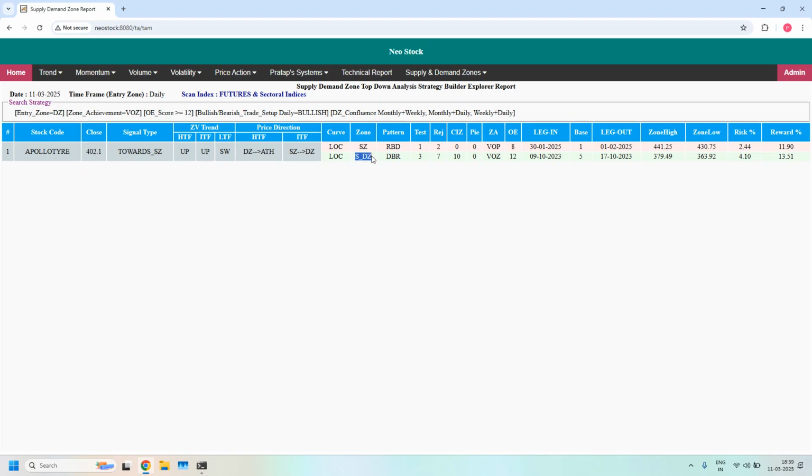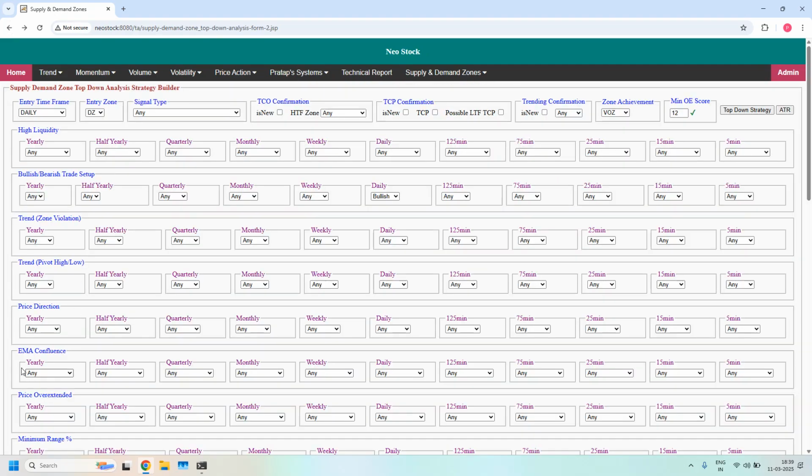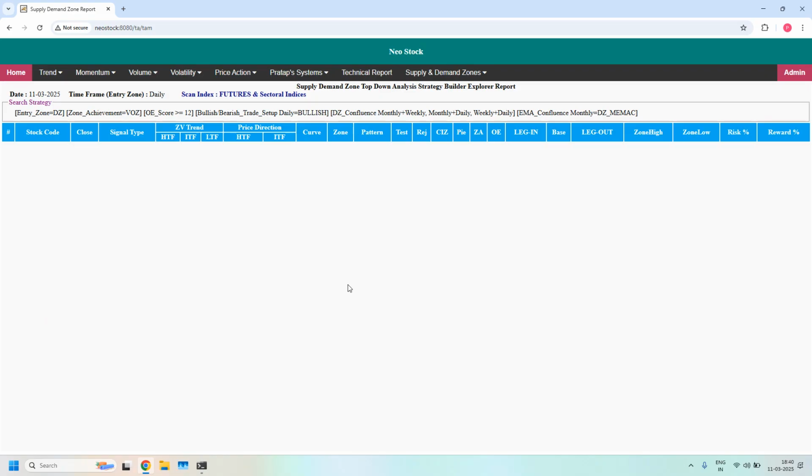So this daily demand zone overlapped with weekly demand zone. Both together overlapped with monthly demand zone. And monthly trend is up. If monthly demand zone has monthly EMA confluence, then this daily demand zone could be even more high probability to get success. Let's verify. In the EMA confluence at monthly time frame, checking monthly demand zone having monthly EMA confluence or not. So that is not having monthly EMA confluence.